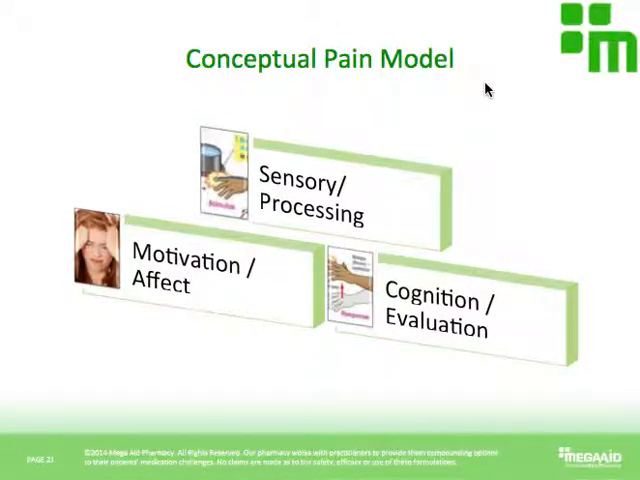All I want you to know from this slide is that there are many different models of pain, but all of these pain models essentially convey the same information: in order to perform cognition or evaluation of pain, in order for your brain to recognize that the sensation that you're feeling right now is actually pain, there are different components to that process. That's a sensory processing component, motivation and affect, and then cognition and evaluation. And this is how you perceive pain.